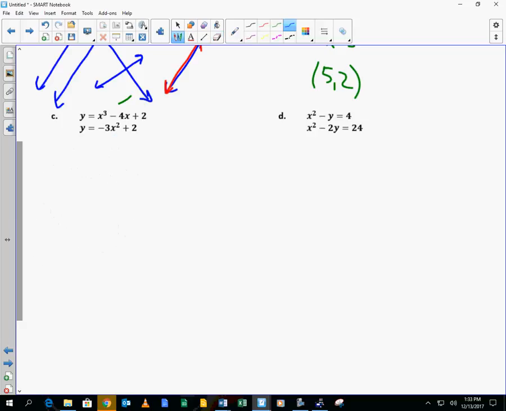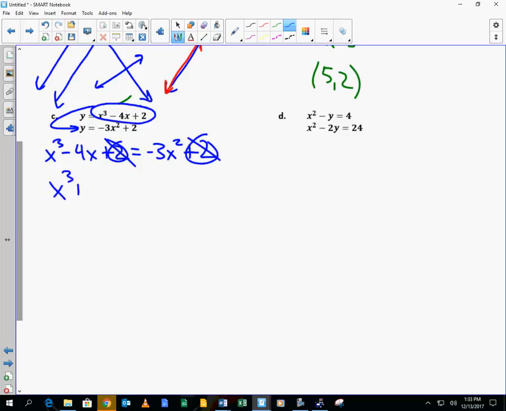We still can use those same pieces. We can use substitution. We can use elimination. Which option is best here? Substitution. Take this, plug it in for y. x cubed minus 4x plus 2 equals negative 3x squared plus 2. What happens to the 2's? They're gone. x cubed plus 3x squared minus 4x equals 0. Now what?